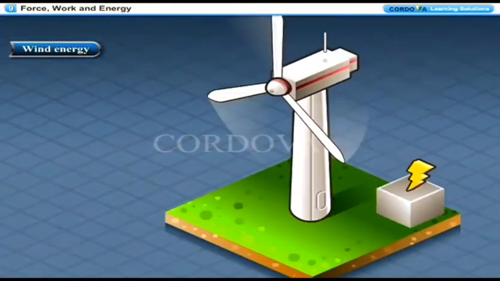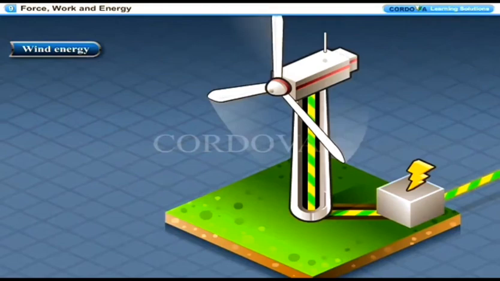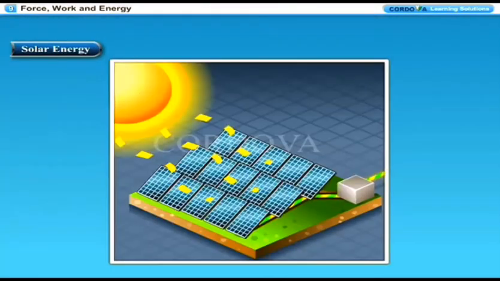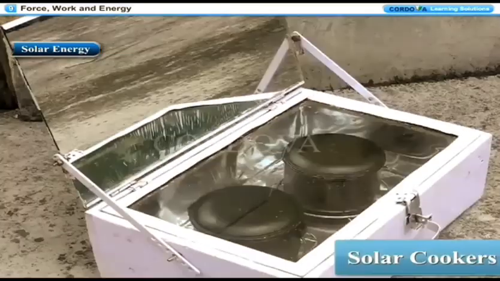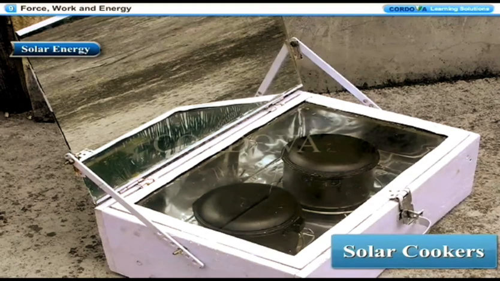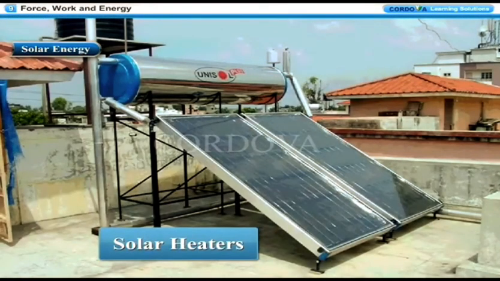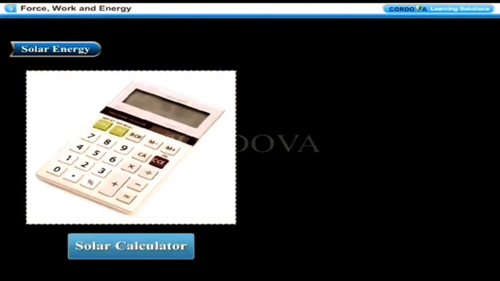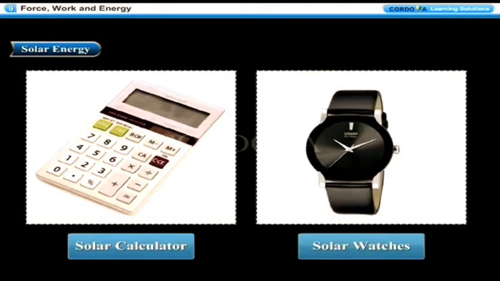Wind energy. Moving air is called wind. It has power to move things. This power is called wind energy. It is used to generate electricity by using a windmill. Solar energy. Energy of the sun is called solar energy. Solar energy is used to cook food in solar cookers, to heat water in solar heaters, etc. It is also used in solar calculators and solar watches.